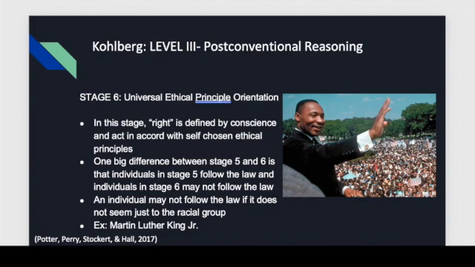One example of this is Martin Luther King Jr. He believed that we should obey the laws, but when laws are not just, we should disobey the laws and accept the penalties for disobeying them. And back to my scenario with the man and his ill wife. In stage 6, the man would take the medication without paying because objects are not as valuable as his wife's life.